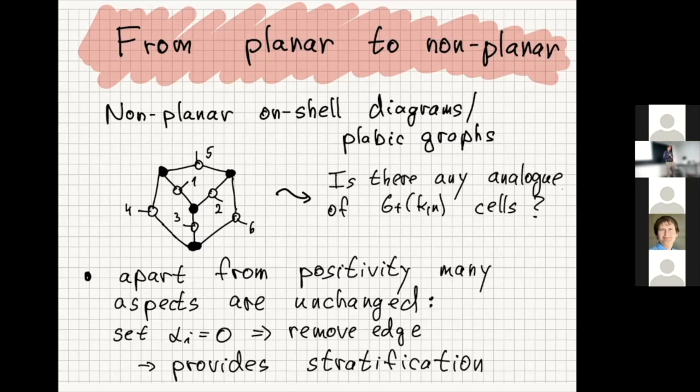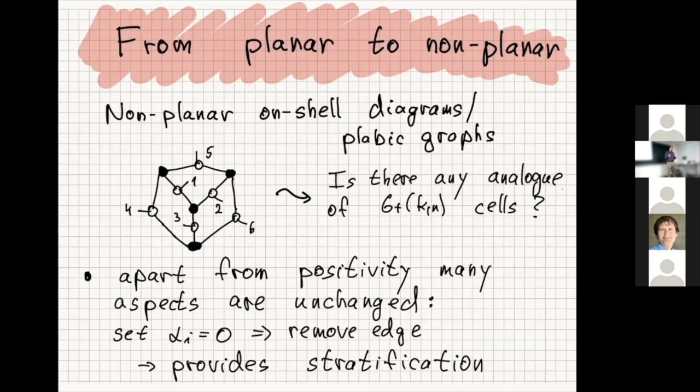However, apart from this positivity, many aspects of the planar plabic graphs are unchanged. For example, if you send an edge variable to zero, you remove an edge. So it really looks like you are doing a stratification of something. There are boundaries of this space, and you can characterize them by removing edges.